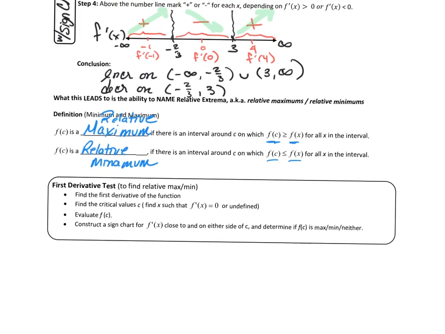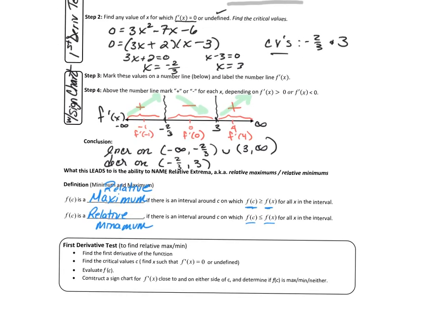So what this gives us up above, and what we could use, is that because this guy is going up and then down, here we have a relative max. Here, because f of c, this guy's value, is less than everybody else around him, he's a relative minimum. So we get to name them. So this first derivative test allows us to find increasing and decreasing, but it also then leads to this idea of being able to name relative extrema.